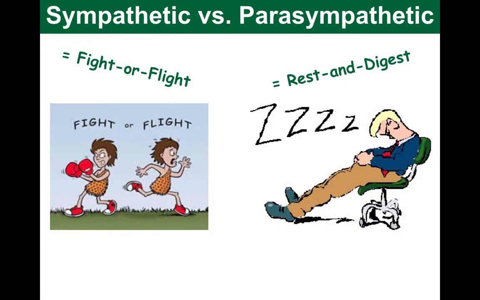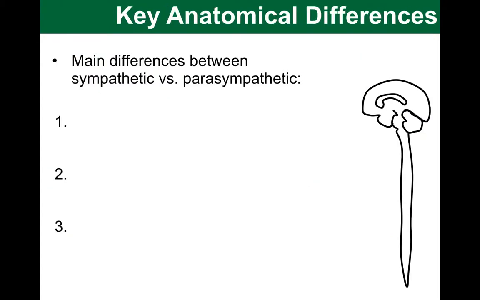Also, the liver is now releasing glucose as an energy source that we can quickly tap into when necessary. So, can you see how these two would differ in terms of the physiological responses? But there are also anatomical differences between the two, and there are three big ones that I want us to look at.